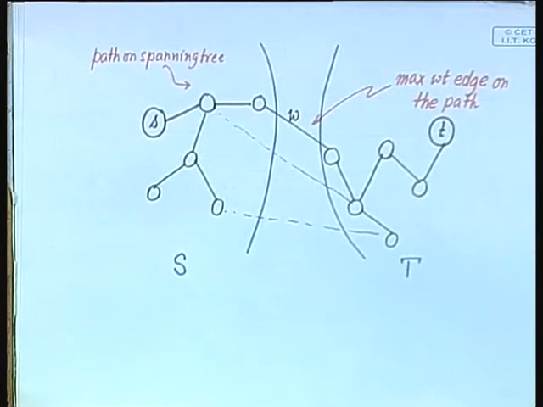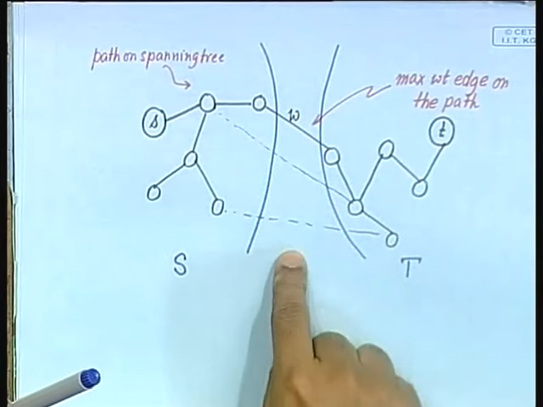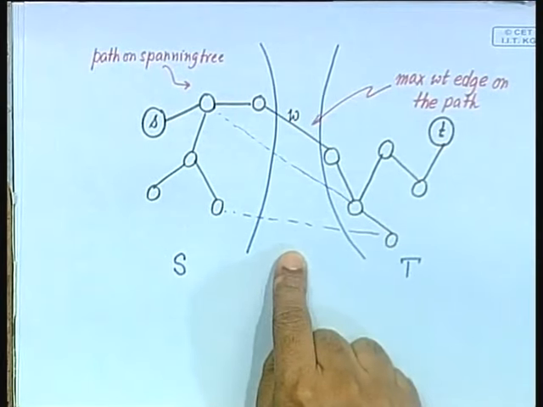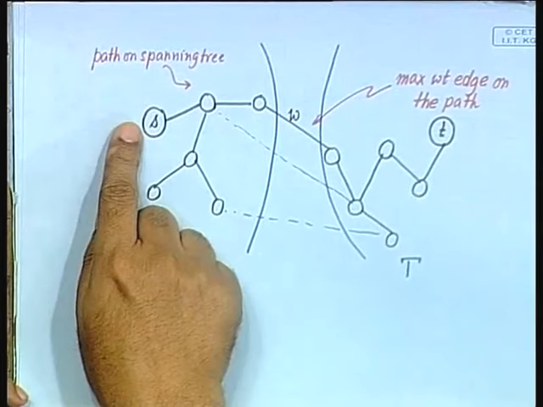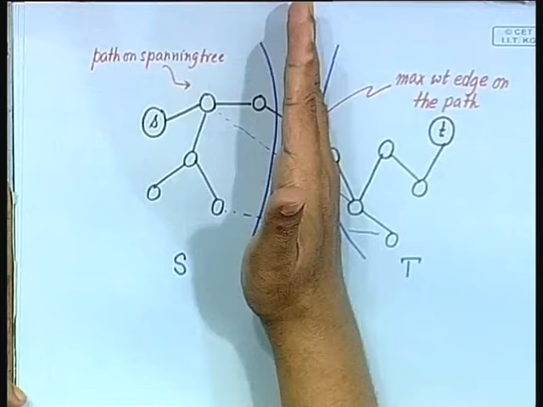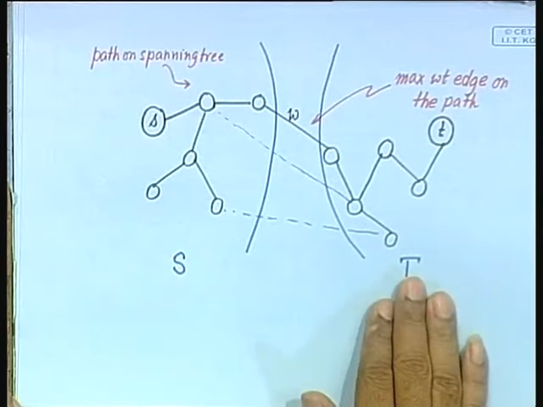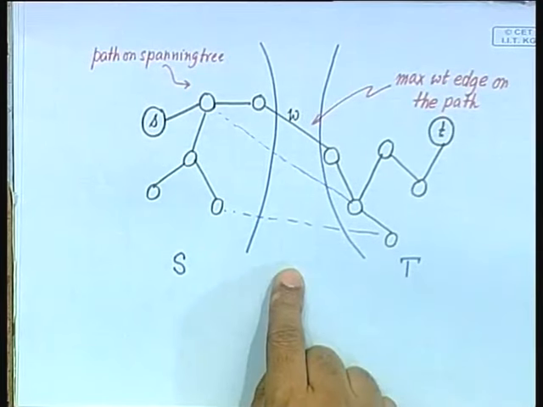Okay. Now, one of these edges will have to be in the spanning tree, otherwise how can you have a path from S to T? If none of these edges are there, there is no bridge between the vertices in S and the vertices in T. So, at least one of these edges will have to be there, right.